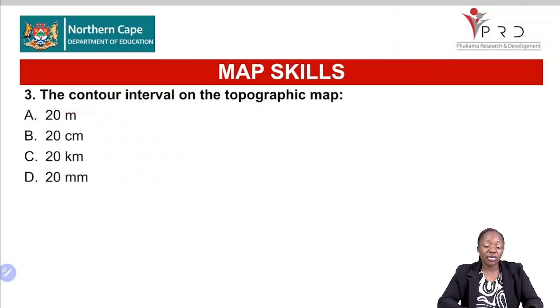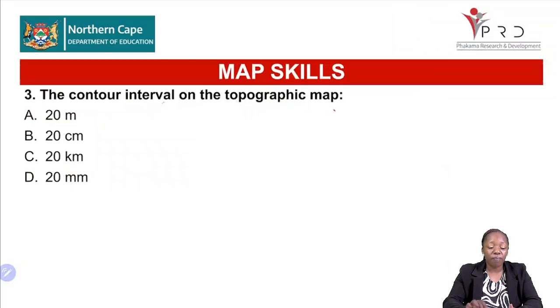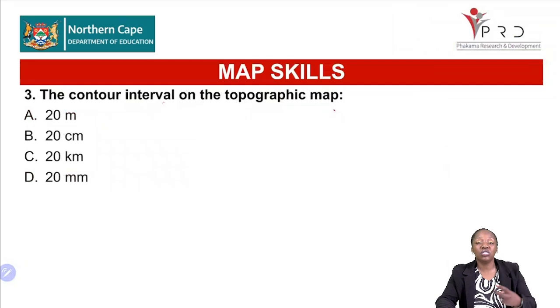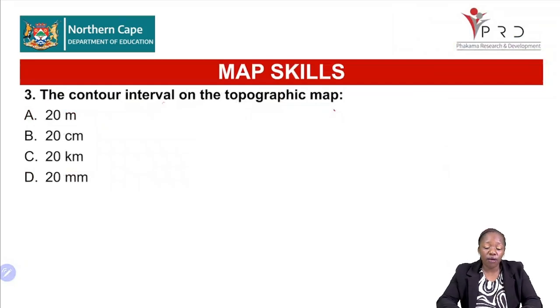Then we're looking at our third question. Remember, we are still on the map skills. In the third question, the contour interval on the topographic map. As we have explained, the contour interval is the difference between two contour lines. And the contour interval on the topographic map means there is also a contour interval for the orthophoto map. Remember, you'll always be using two sets of maps. So here we are looking at the topographic map. Is it 20 meters? Is it 20 centimeters? Is it 20 kilometers? Is it 20 millimeters? The unit is also important.